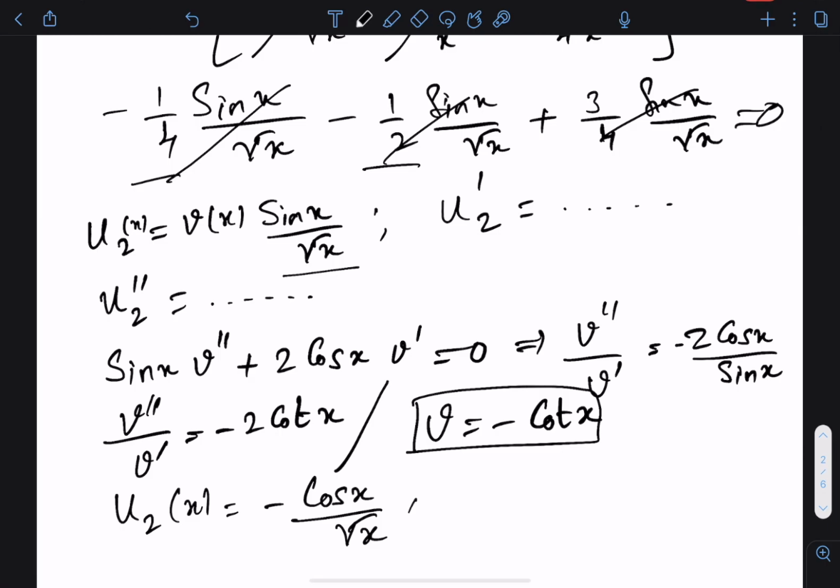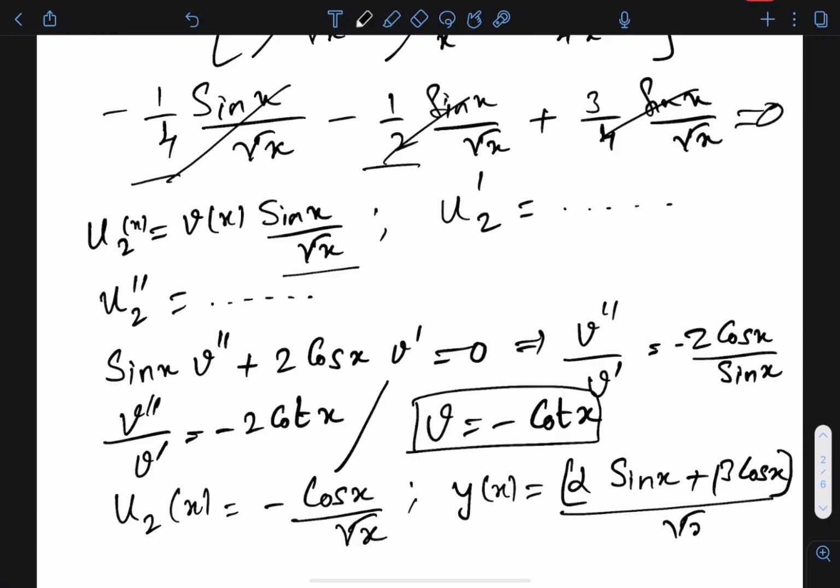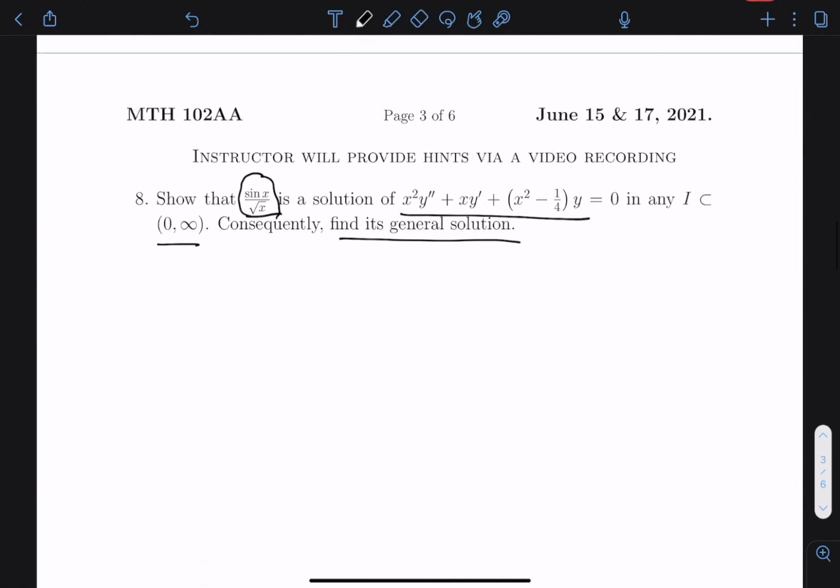Okay, so which means that your general solution is the linear combination of sin x by root x and this, so which means alpha times sin x plus beta times cos x by root x. Okay, so that is your general solution to this problem. Okay, fine. So we have solved problem number 8.